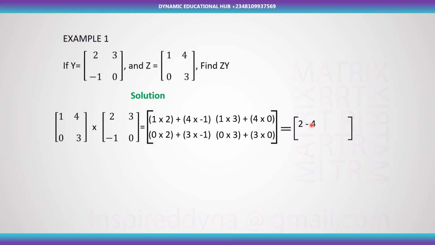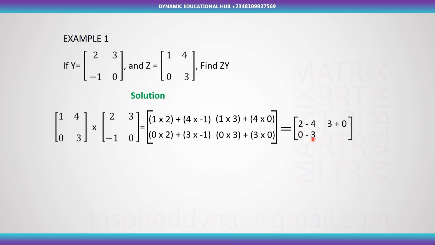Now we have 1 multiplied by 3, we have 3. 4 multiplied by 0, we have 0. That is why we have 3 here. This one gives us 3. This one is 0. Then to the last row, we have 0 multiplied by 2, 0. 3 times minus 1, we have minus 3. Now plus times minus is minus, that's why we have 0 minus 3 here.